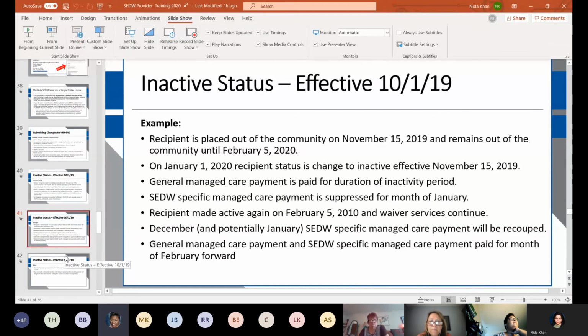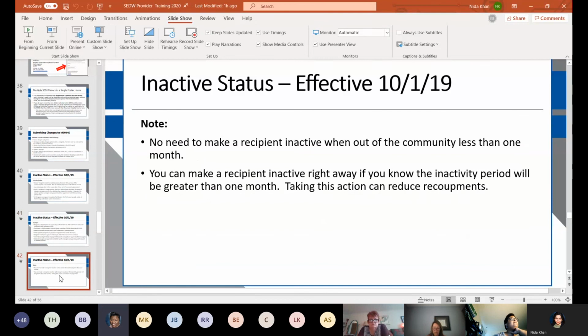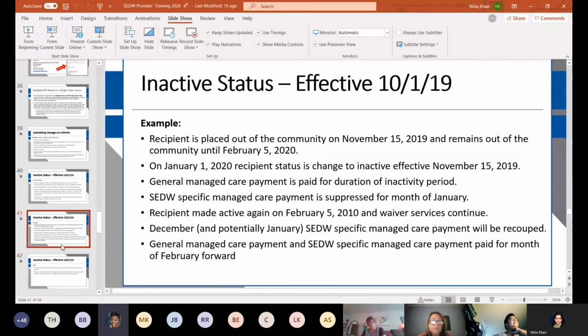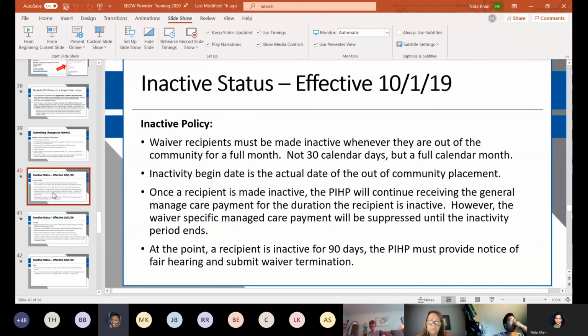Let me see. Yep. So I think we've covered everything on the current slide, except for the fourth bullet point. In the example provided on the slide, the child does become active or return from being AWOL or from the ER, from hospitalization. Marissa or myself will make them active again, and waiver services will continue as normal. And then I won't harp on the last two parts, because that's specifically related to OCHN.